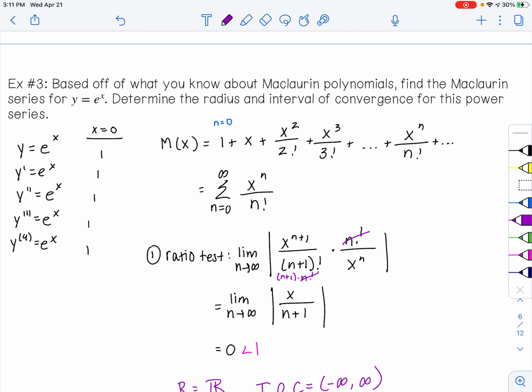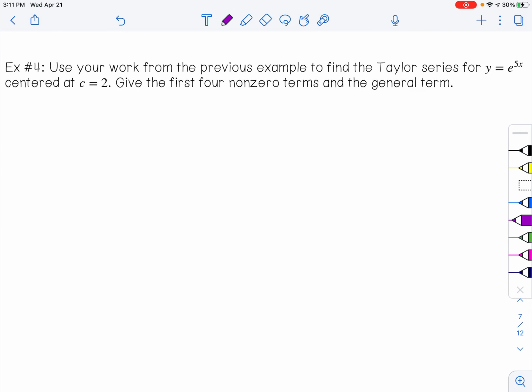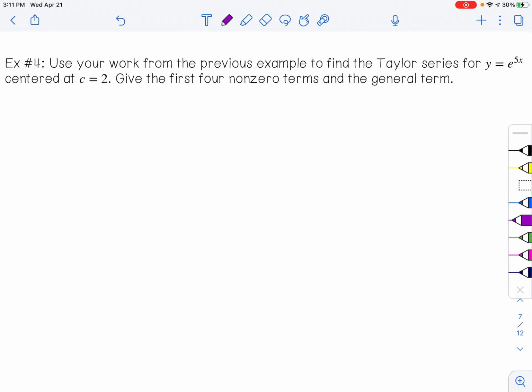So just going to do a couple more, and then we're going to be done with this part of the video. Right, so now we're going to use that previous example. So we had that e to the x was equal to 1 plus x squared over 2 factorial plus x cubed over 3 factorial plus our general term.